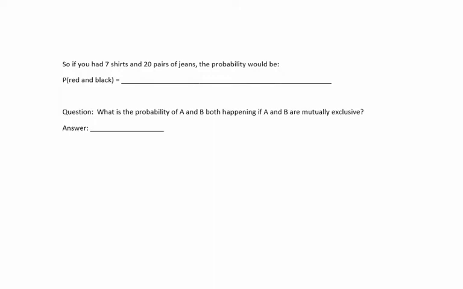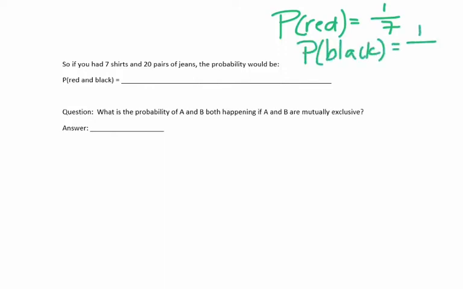So let's go back to the 7 shirts and the 20 pairs of jeans. Assuming that only one of those shirts is red and only one of the pairs of jeans is black, that's kind of ridiculous. It's hard to believe that you could have 20 pairs of jeans and only one of them is black, but it's a math class, so why do we care if it's realistic or not? So let's kind of think this through. The probability of choosing a red shirt in this case would be 1 out of 7. The probability of choosing the black jeans would be 1 out of 20.